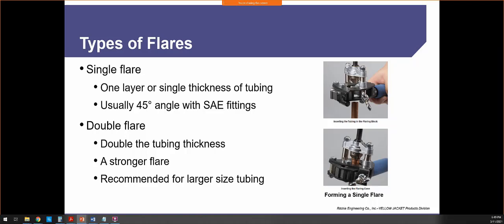We have a single flare. It's a 1-layer or single thickness of tubing, and it's usually at a 45-degree angle with SAE fittings. And then we also have a double flare, which doubles the tubing thickness. It's a stronger flare, and it's recommended for larger size tubing. I've never had to do a double flare, so I wish I could tell you more about it, but on the residential side, never needed it.